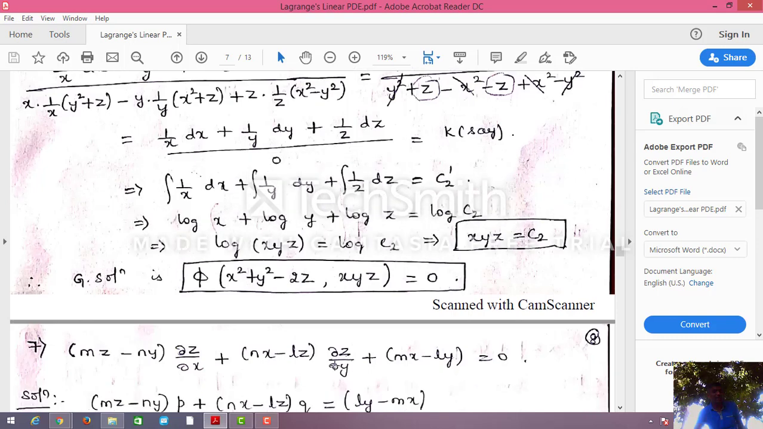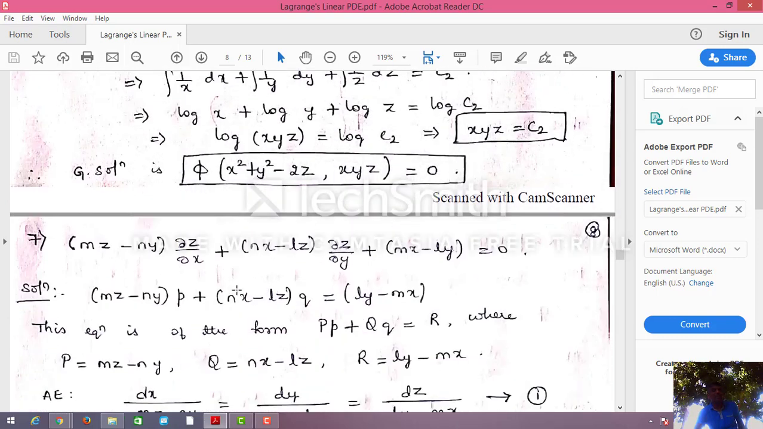Right. Next type of problem we are going to look at. See, (mz minus ny) into dou z by dou x, what is this? dou z by dou x is p. (nx minus lz) into dou z by dou y is q, plus mx minus ly equal to 0. Actually, it is not in the linear form. We have to make this one into Lagrange's linear form. So (mz minus ny) into p, dou z by dou x is written as p, and (nx minus lz) dou z by dou y is written as q.